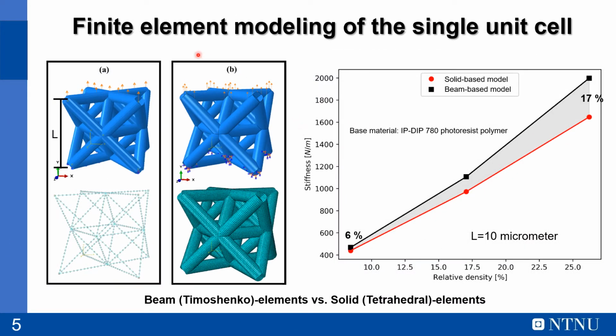So we first performed finite element modeling of the single unit cell to understand how the stiffness varies with the relative density and to see the difference between a Timoshenko beam element model and a solid element model, as you can see here in the picture on the left. We found that the gap between the two models in terms of stiffness increases as the relative density goes higher, up to 70% of gap at 26% of relative density.